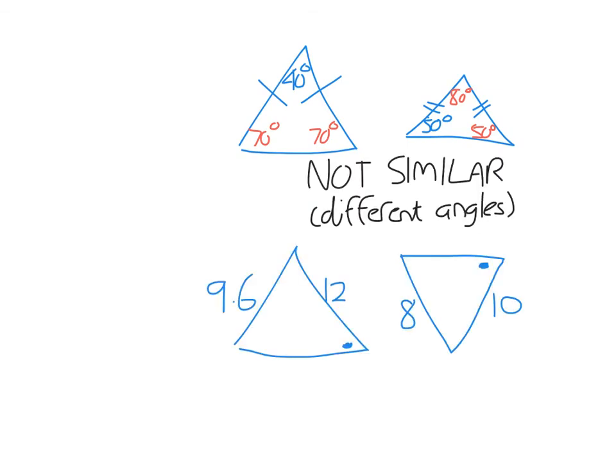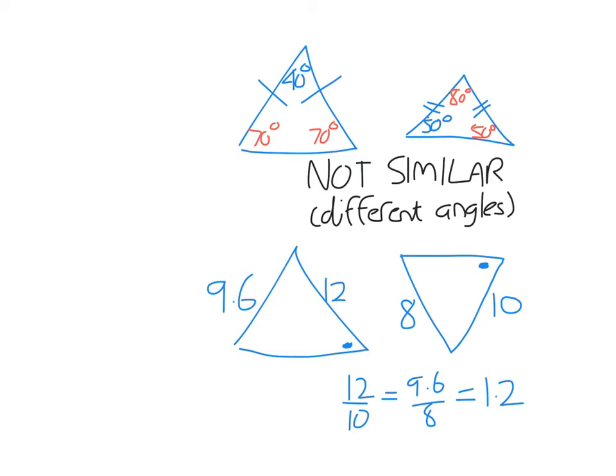So let's look at these two triangles here. Now, people might say they're similar by the SAS test, but we can't use the SAS test. We do have two sides in proportion. 12 over 10 does equal 9.6 over 8. They're both equal to 1.2. We have two pairs of sides in proportion, but it is not the angle in between. So we can't use the SAS test.